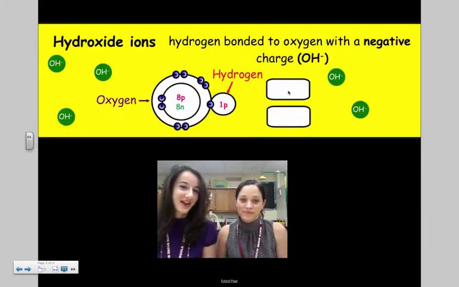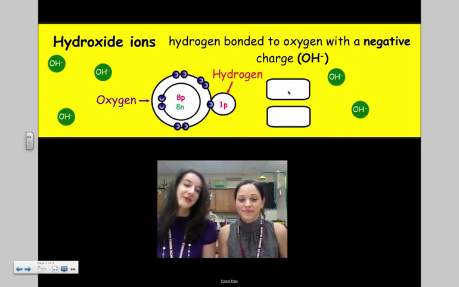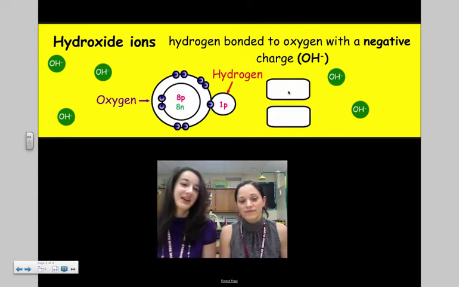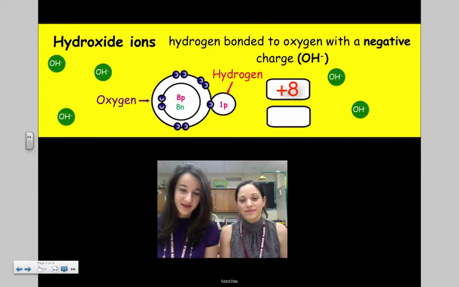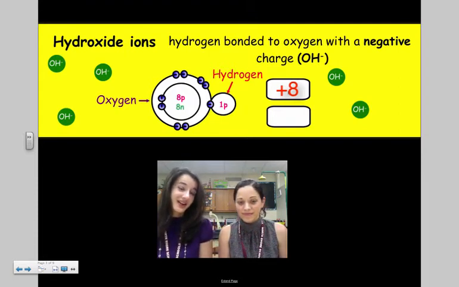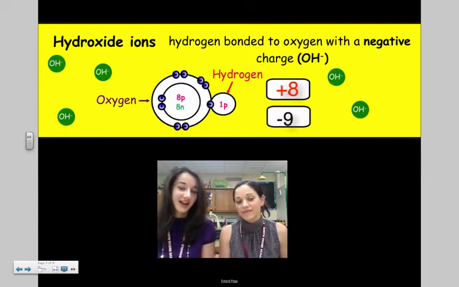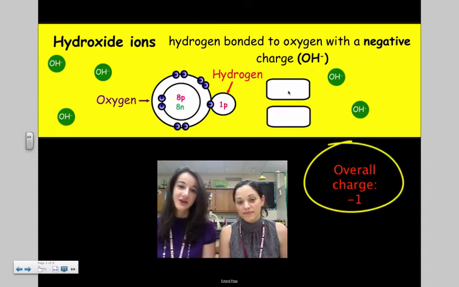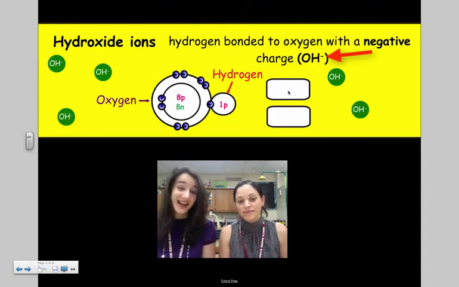Another ion you're going to see a lot that has to do with pH is hydroxide ions. Hydroxide ions are a little different because it's an oxygen and a hydrogen bonded together that has a charge. Let's take a look at it and figure out the charge. Oxygen has 8 protons, but if it bonds with hydrogen and gets an electron from it, then it has 9 electrons. So we have +8 and then -9, and that overall charge turns out to be -1. So hydroxide ions are often written as OH- because that negative is a -1.